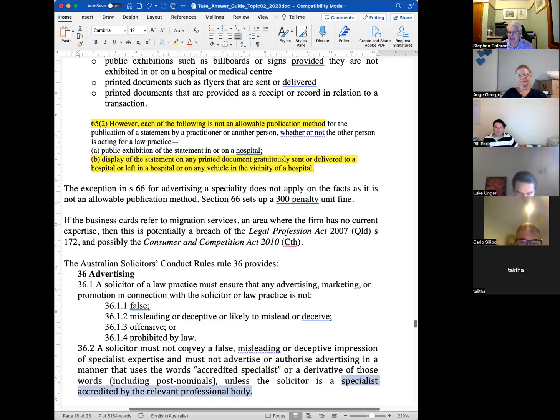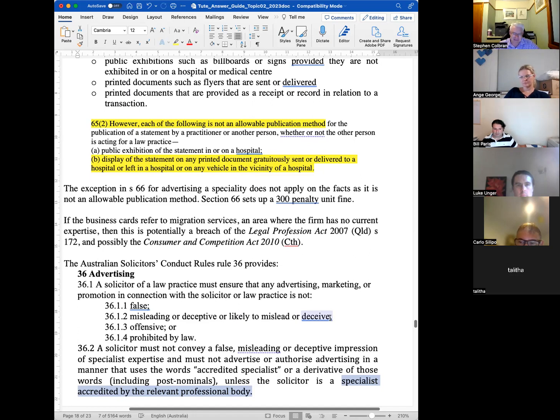Now, for migration agents, it used to be MARA, the Migration Agents Registration Authority. Then I think their name changed at some point. But from memory, I think we're at the situation now that if you want to practice in migration law, you have to be a solicitor. I think it used to be you could just be a migration agent, but I think those rules have changed. But don't quote me on that. Is that correct?